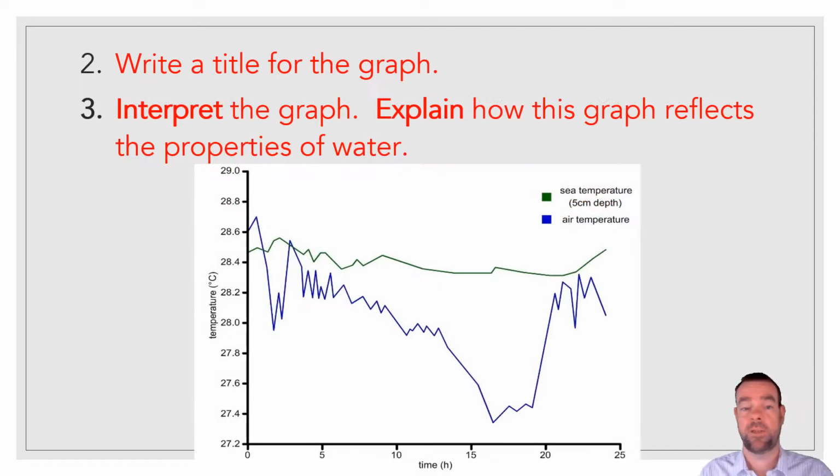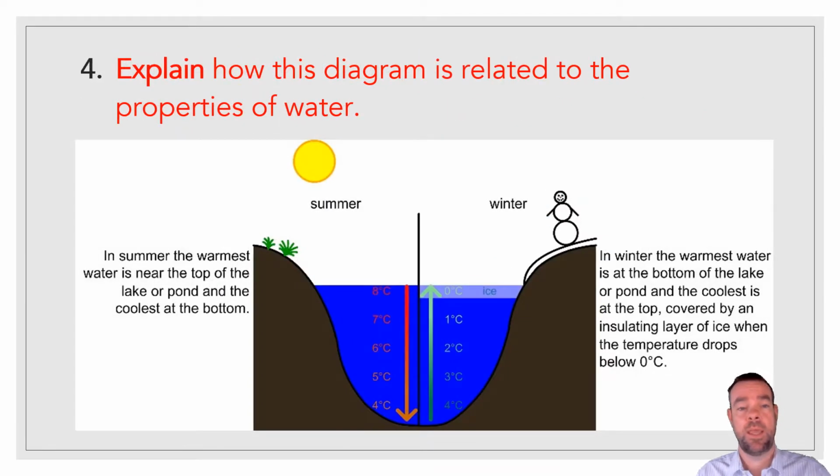Okay. Here's a graph that's showing you something about water. So I want you to write a title. Well, first, I guess you should interpret this graph and explain how it reflects the properties of water, and then write a title for this graph. Explain how this diagram is related to the properties of water.